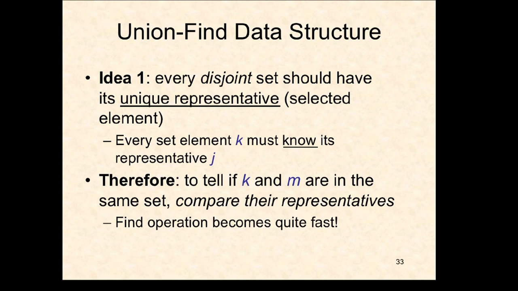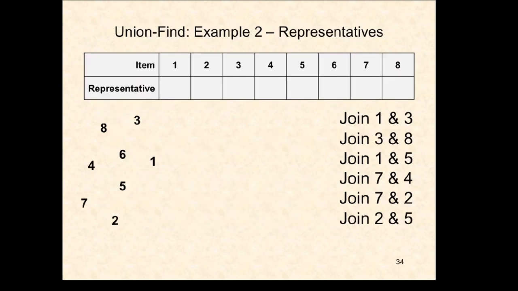So with this idea of just being able to look up someone and know who their representative is, find becomes really fast, but union is still kind of slow. And so there's an example here we could run through a little bit of this. So I say, hey, I would like to do a union of 1 and 3. So initially, what's everyone's representative? Everybody is their own representative. When I say, hey, I'd like to join 1 and 3, I say, 1, your representative is 1, 3, your representative is 3. Oh, you have different representatives. You can be joined together.